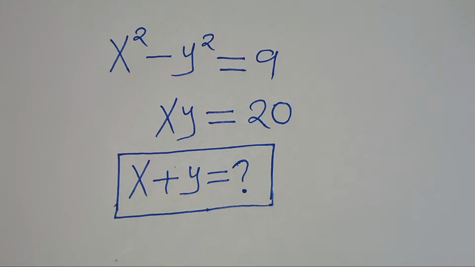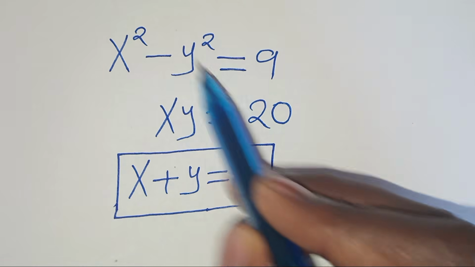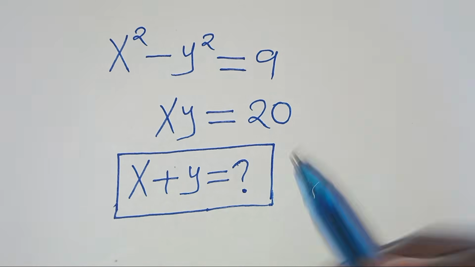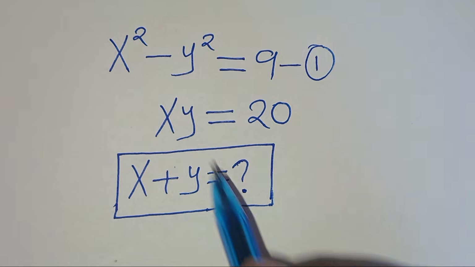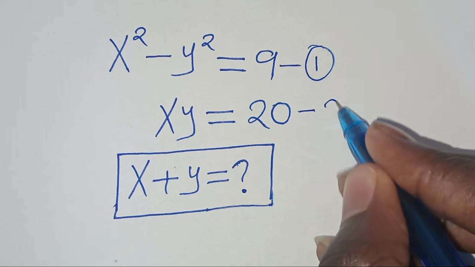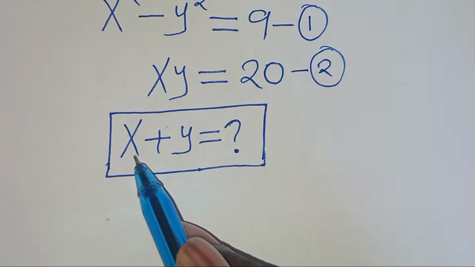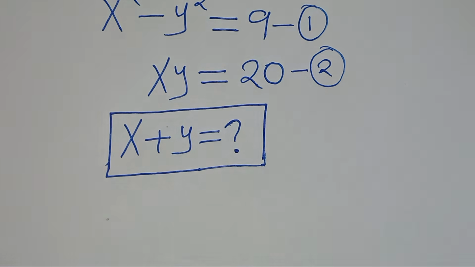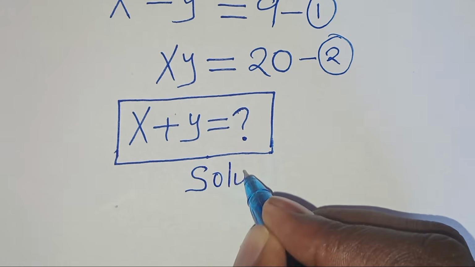Hello everyone, you're welcome to solve this nice algebra problem, which is x squared minus y squared equal to 9. Let's call this equation 1. Then we have x times y equal to 20. Let's call this equation 2. So the question is, what is the value of x plus y? So let's provide a solution from here.